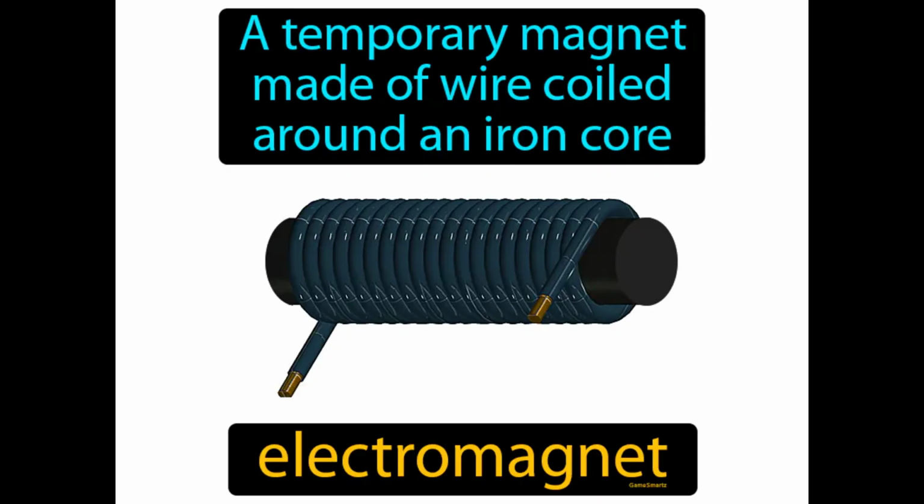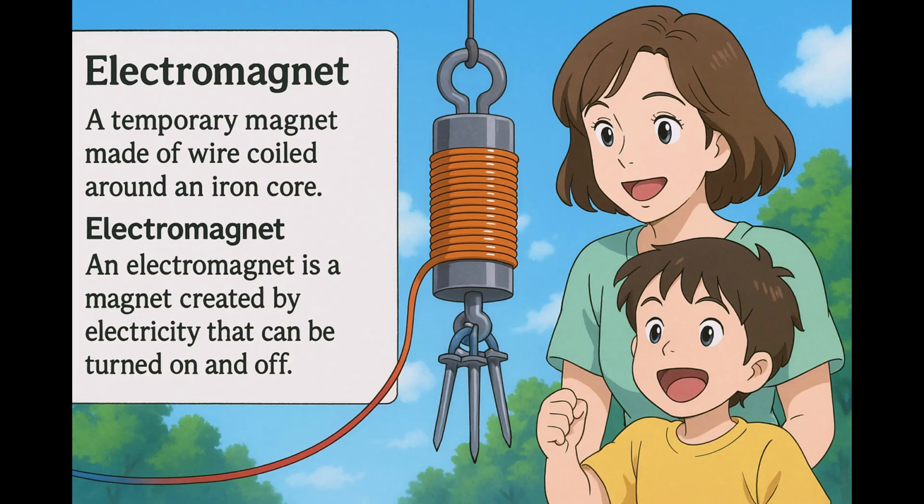A temporary magnet made of wire coiled around an iron core. Electromagnet. An electromagnet is a magnet created by electricity that can be turned on and off. Imagine you're trying to keep a stack of papers organized with a paper clip. Just as the paper clip temporarily holds the papers together when clipped, an electromagnet temporarily becomes a magnet when electricity flows through the coiled wire around the iron core.